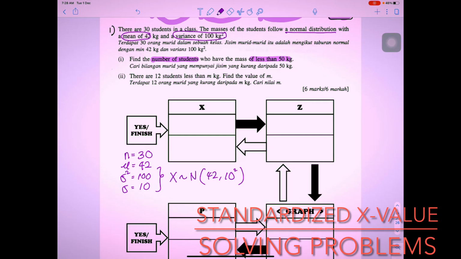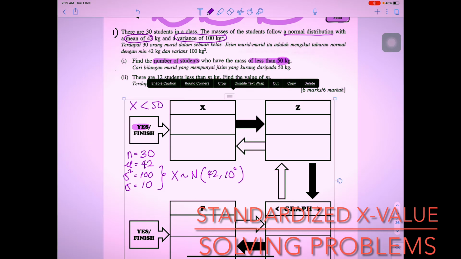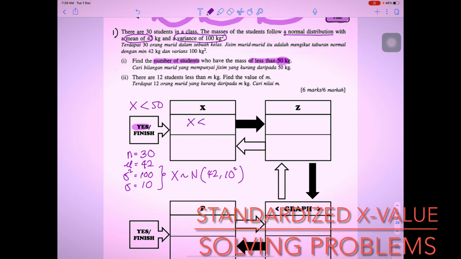From the information given, the mass is less than 50, so it is given that x is less than 50. That means we start with x, from left to right. So the value of x is x less than 50.